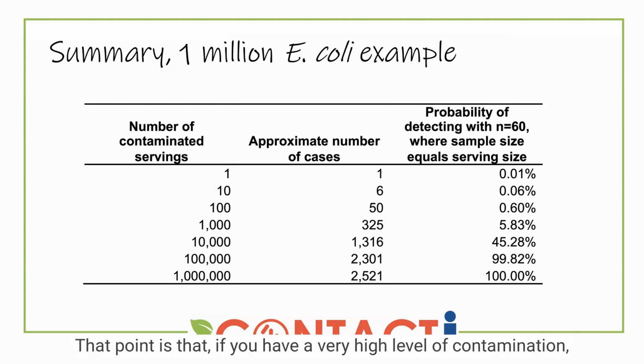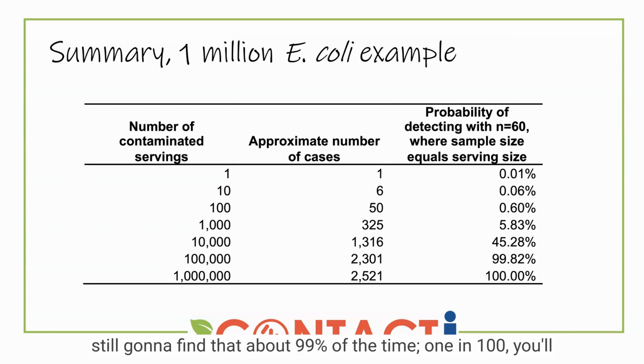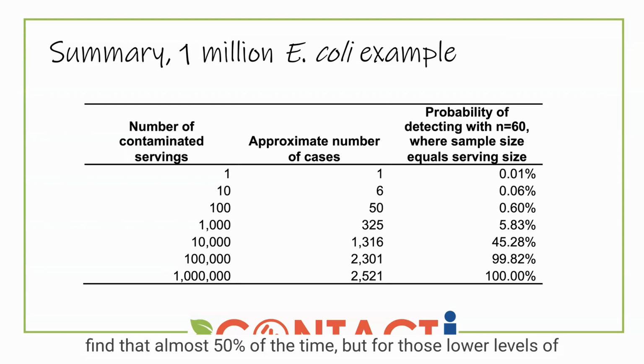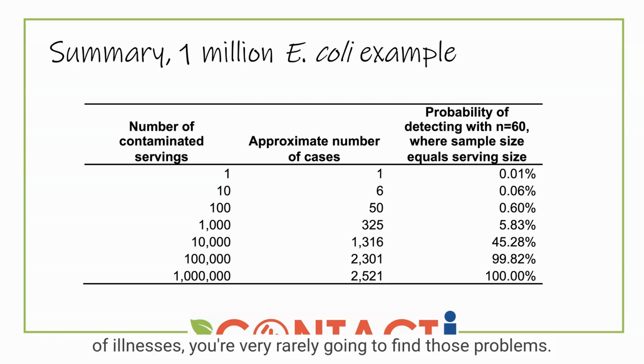That point is that if you have a very high level of contamination, you have almost a virtual certainty. Even 1 in 10, you're still going to find that about 99% of the time. 1 in 100, you'll find that almost 50% of the time. But for those lower levels of contamination, which again still can result in a significant number of illnesses, you're very rarely going to find those problems.